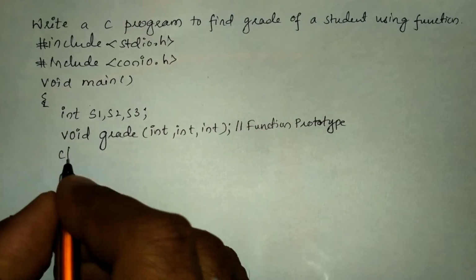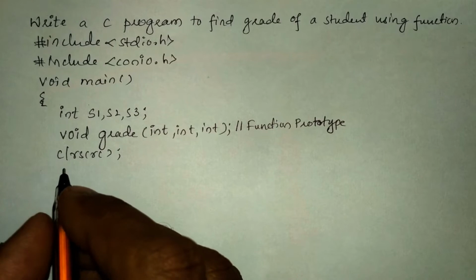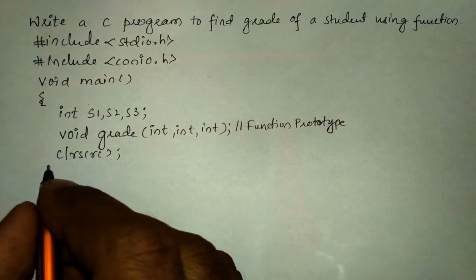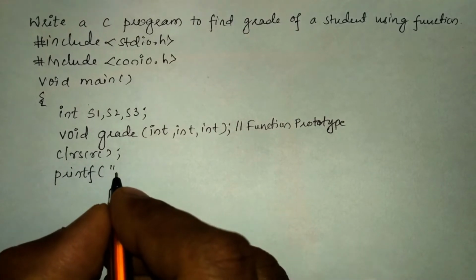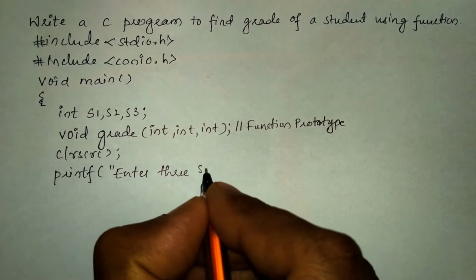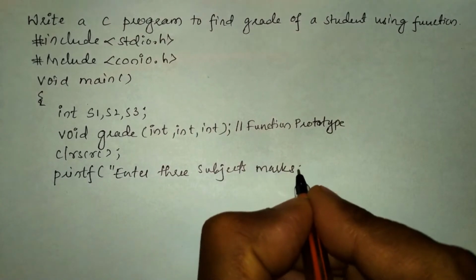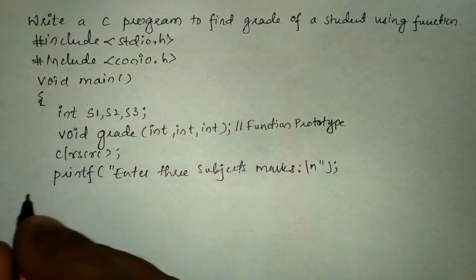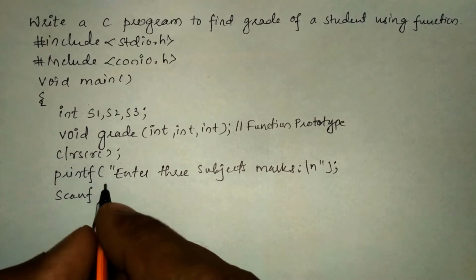Now let us write clrscr function which is used to clear the screen. Now I'll ask the user to enter three subject marks using printf statement. Here I'm going to write printf. In a double quotation mark, I'll write enter three subjects marks. So backward slash n, end the double quotation mark, close the bracket, put semicolon, and we will receive three marks.